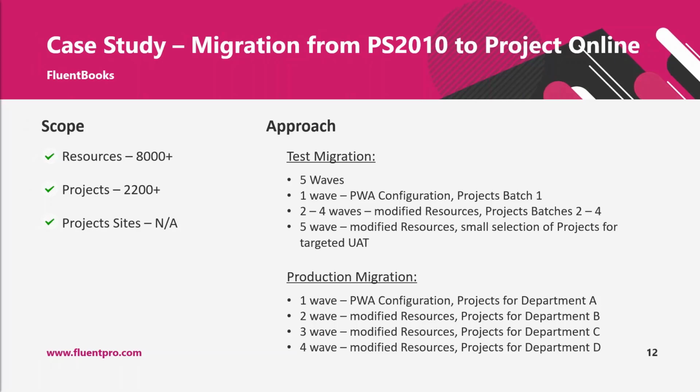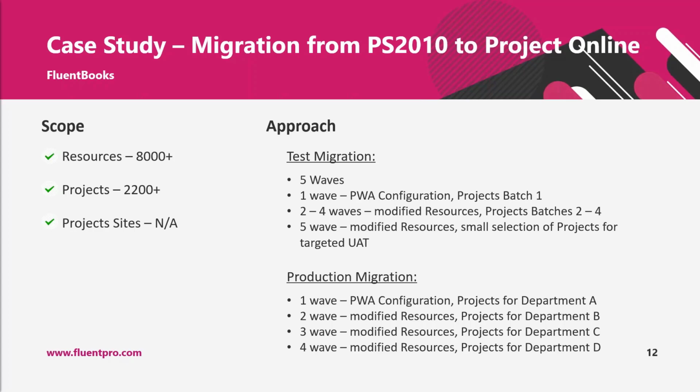Another example of the migration that we performed was from Project Server 2010 to Project Online, and this migration included about 8,000 resources and about 2,200 projects. There were no project sites associated with projects, so they were not used in the older environment. Only the root PWA site had lists and libraries that were used, and they were migrated together with the projects data.